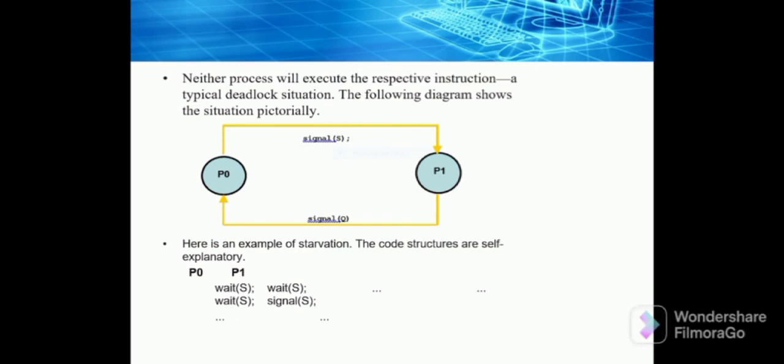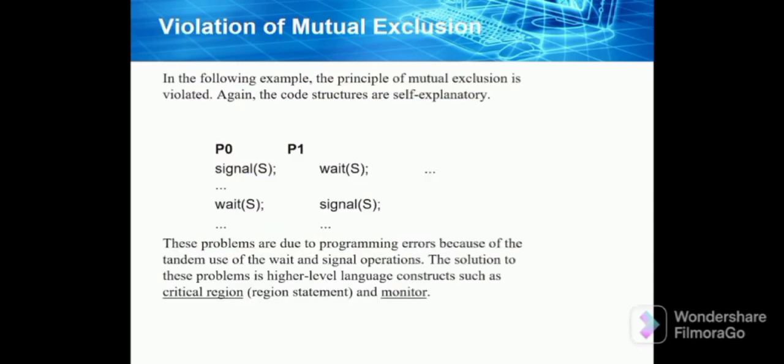So here is an example of starvation. The code structures are self-explanatory. Violation of mutual exclusion. In the following example, the principle of mutual exclusion is violated. Again, the code structure is self-explanatory. These problems are due to programming errors because of the incorrect order used in the wait and signal operations.